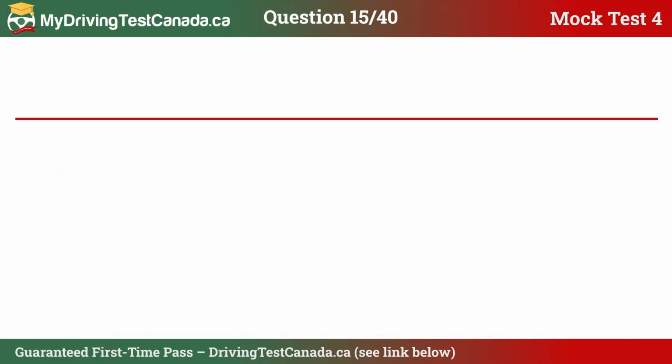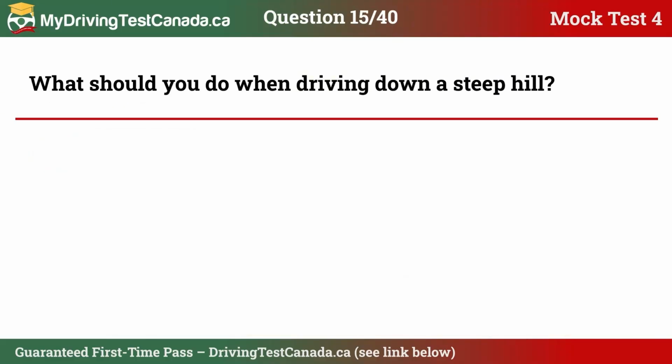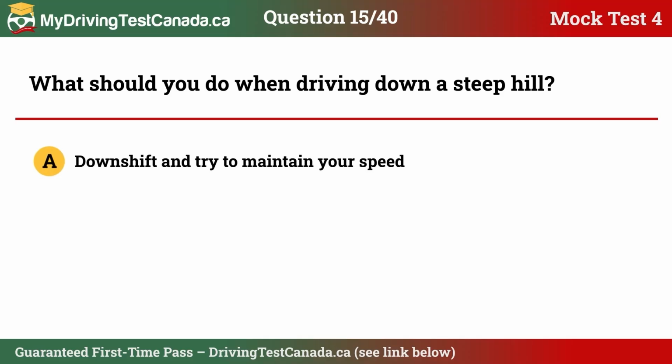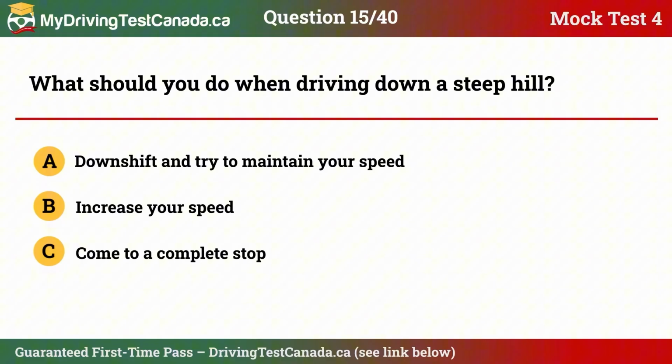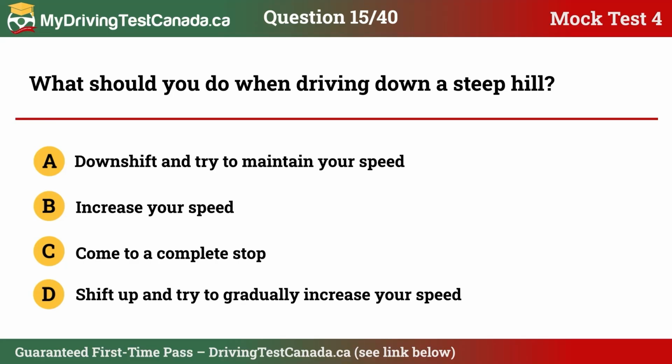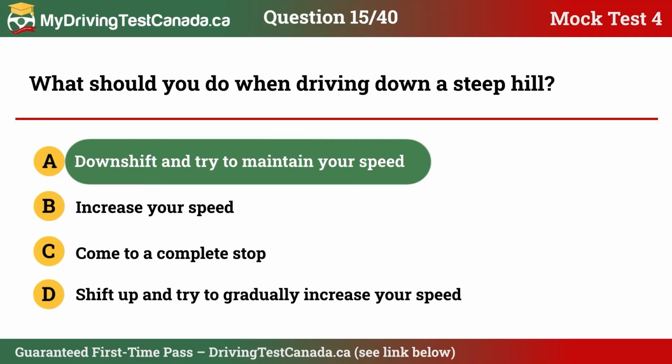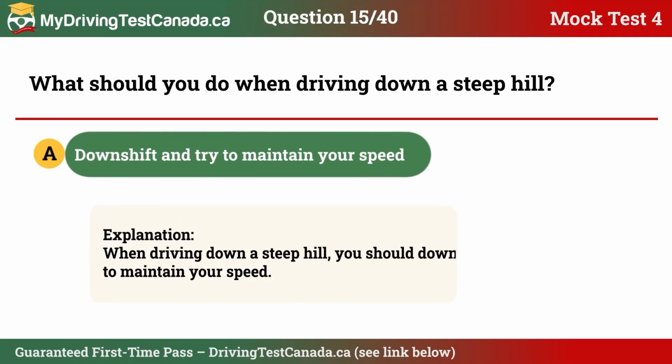Question 15. What should you do when driving down a steep hill? A. Downshift and try to maintain your speed. B. Increase your speed. C. Come to a complete stop. D. Shift up and try to gradually increase your speed. The correct answer is A. Downshift and try to maintain your speed. Explanation. When driving down a steep hill, you should downshift and try to maintain your speed.